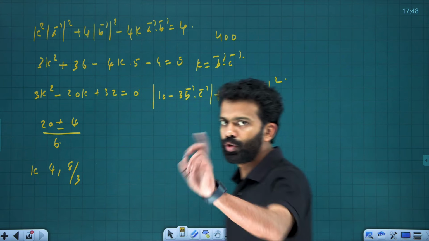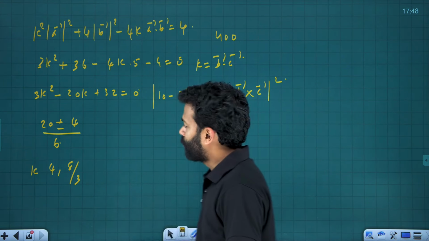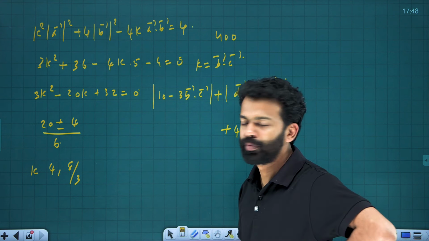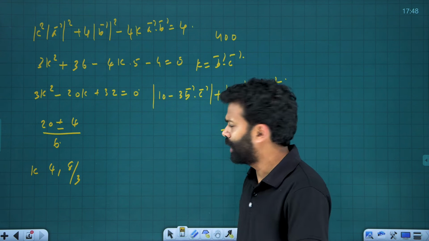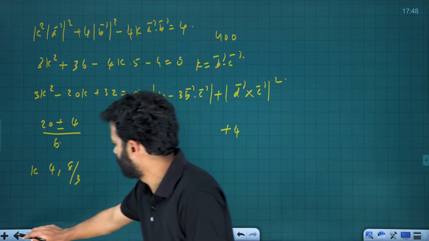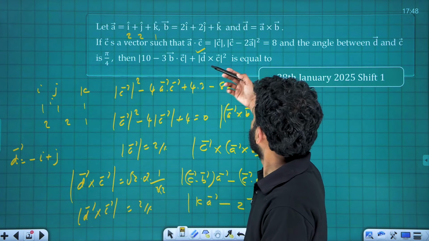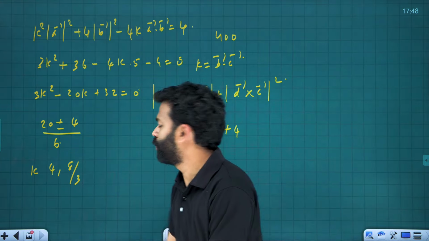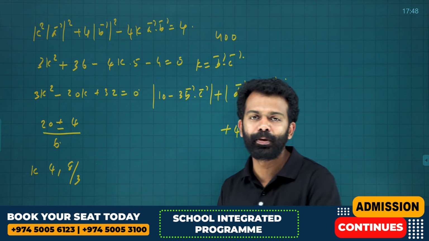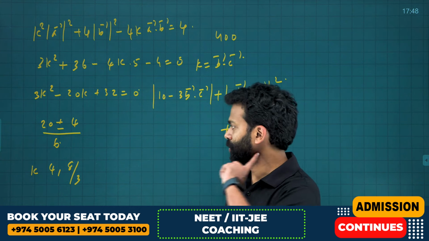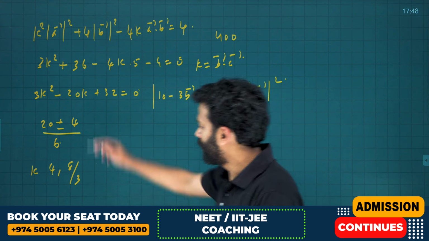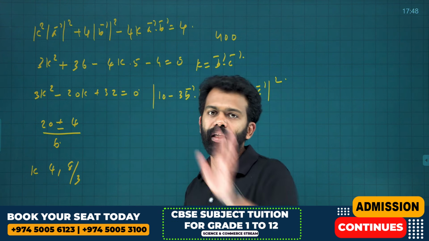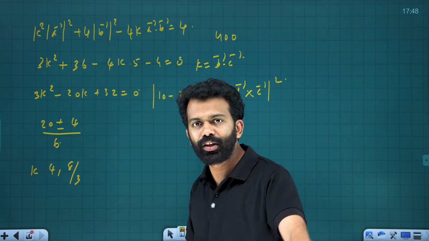4. Okay. So, our primary question is, from these two values, which value should we take here? 4 or 8 by 3? They haven't mentioned anything about vector b dot vector c, right? Nothing is mentioned. So, what are we going to do here? Which value should we take from here? Easy actually. The thing here is, if you take 4 or 8 by 3, you will get the same answer. That is, you can take either 4 or what?